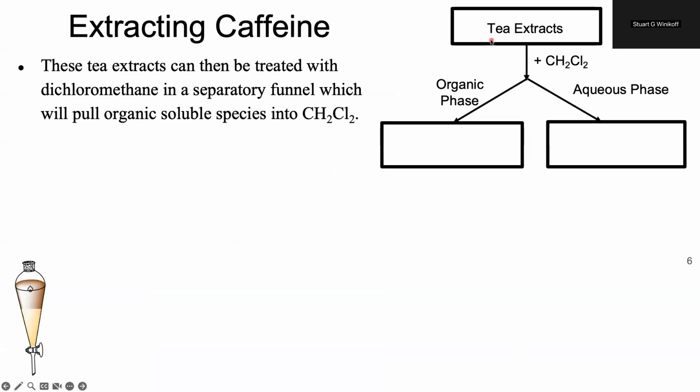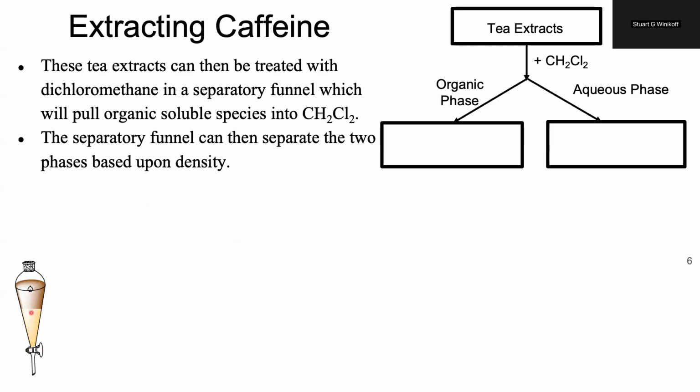So what we're going to do is take this aqueous tea extract I've collected and combine it with a little bit of dichloromethane in a separatory funnel. Really, a separatory funnel is a nice glass container with a stopcock at the end that I can mix multiple different components into. And what should happen is that these two components separate, as long as they are not miscible, such as dichloromethane and water. They should separate based on density.